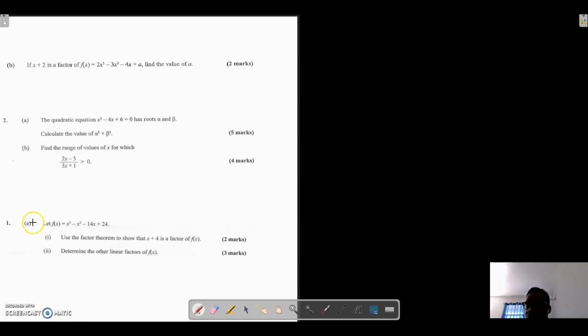For question 2, we have 2a and b. It says that the quadratic equation x squared minus 4x plus 6 equals 0 has roots alpha and beta. Calculate the value of alpha squared plus beta squared.